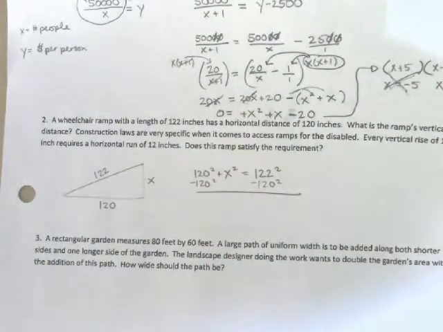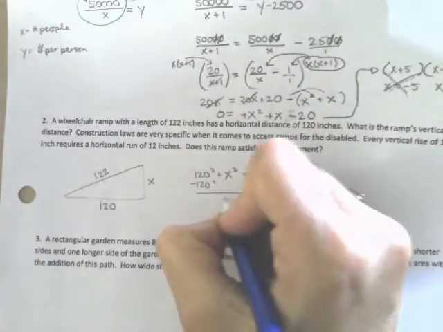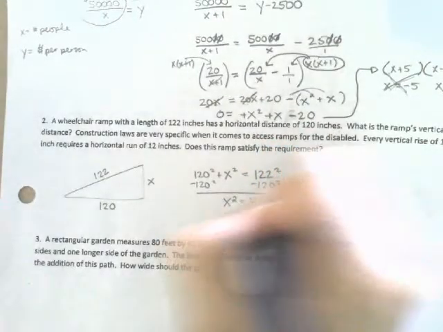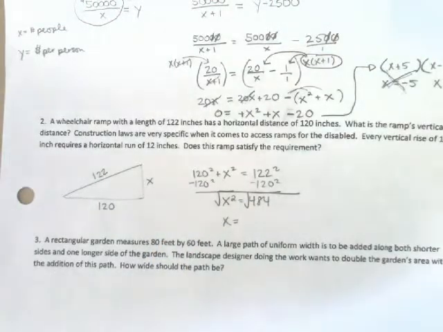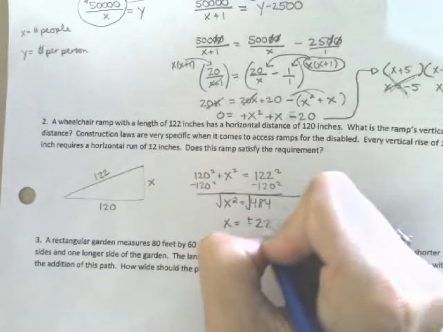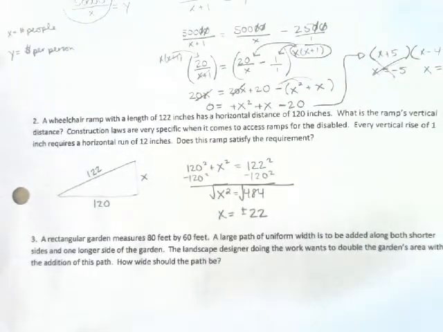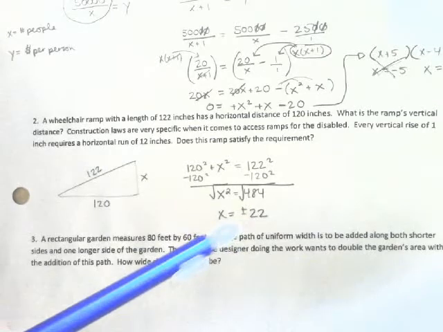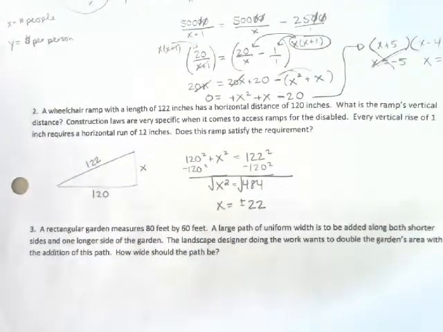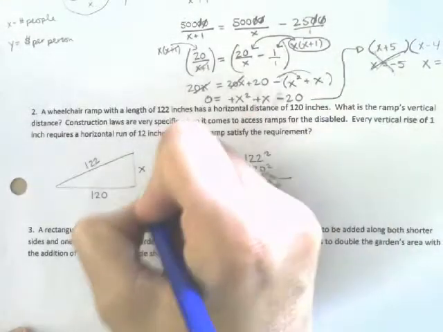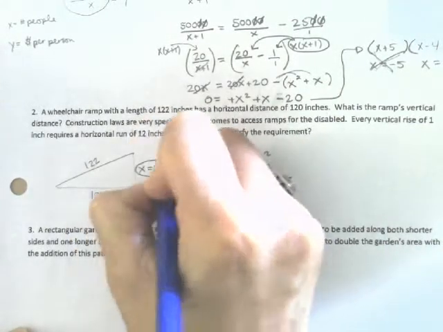and then 122 squared minus 120 squared. 484. So x squared equals 484. Square root both sides. X equals plus or minus 22 technically when we're solving just an equation, but we would reject the negative for the obvious reason that the ramp isn't negative 22 inches tall off the ground. So x would equal 22.